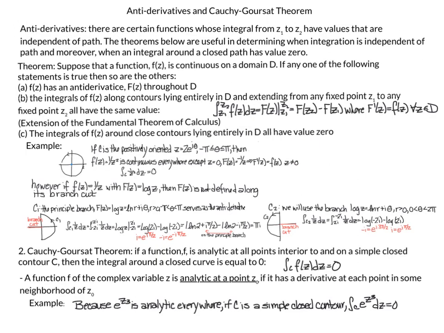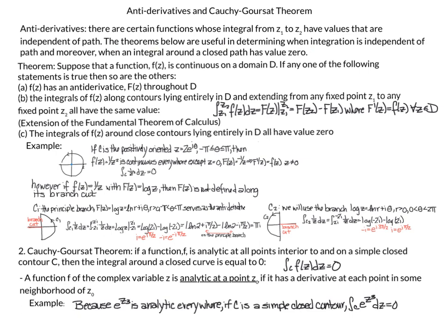To review the material we have covered in this video, first we talked about the fact that there are certain functions whose integral from z1 to z2 has a value that is independent of the path. In particular, looking at antiderivatives, the theorems below are useful for determining when an integration is dependent or independent of a path. Moreover, when an integral around a closed path is 0.